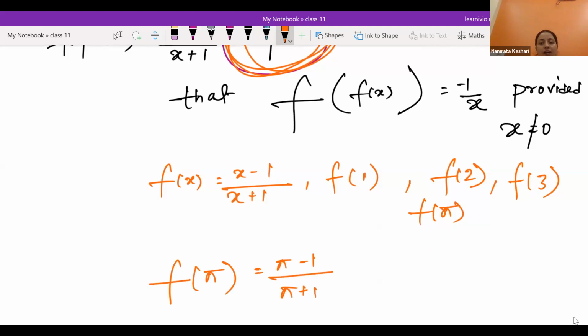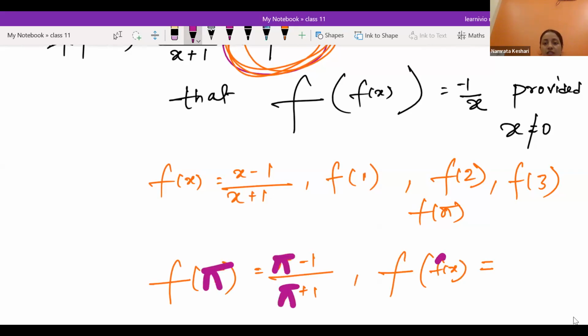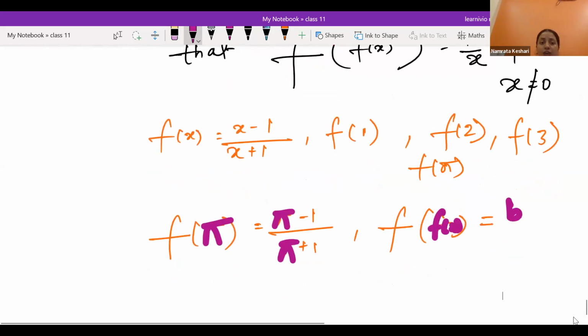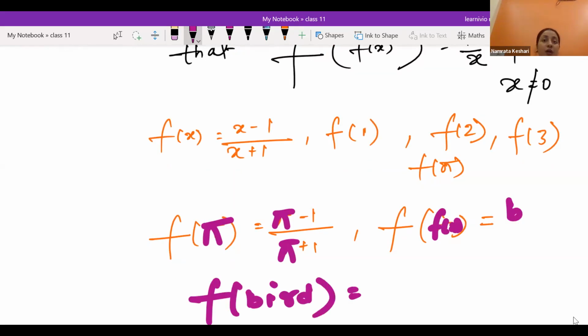Similarly, if we have f of x, then just drop it at the place of x. The way you treated pi over there, how you substituted it, quick, quick, quick. Similarly, if f of bird is there, you don't need to ask why bird is written over here. I don't know how to do the calculation with bird. You just need to put (bird minus 1) by (bird plus 1). Is it making sense?